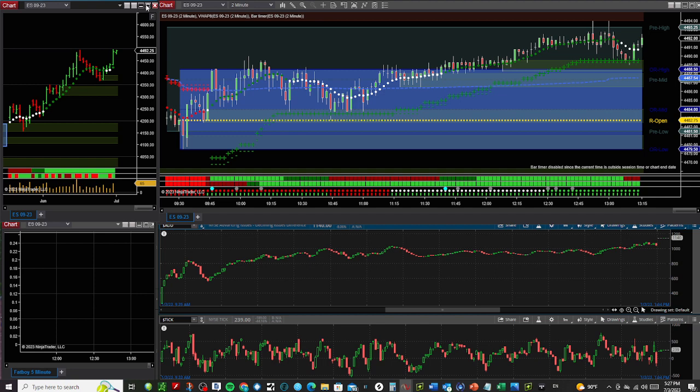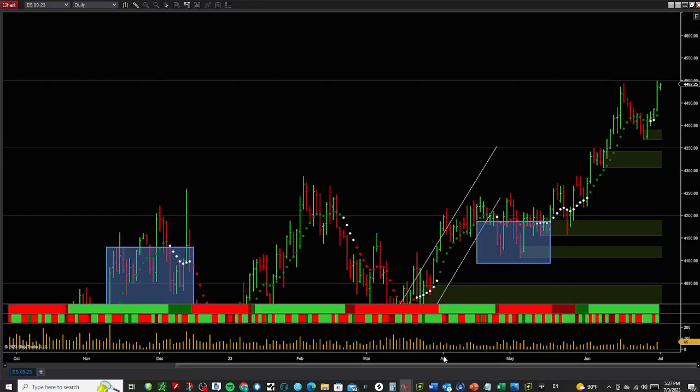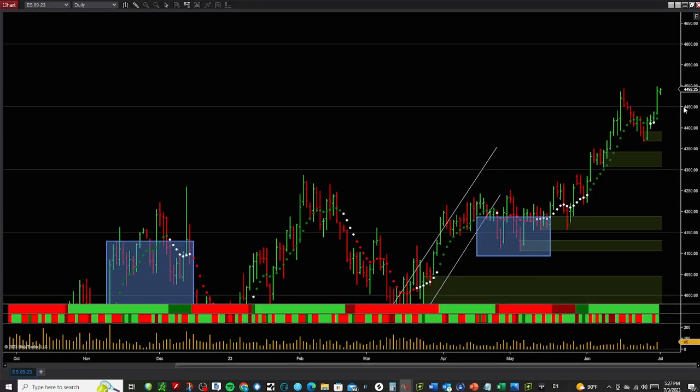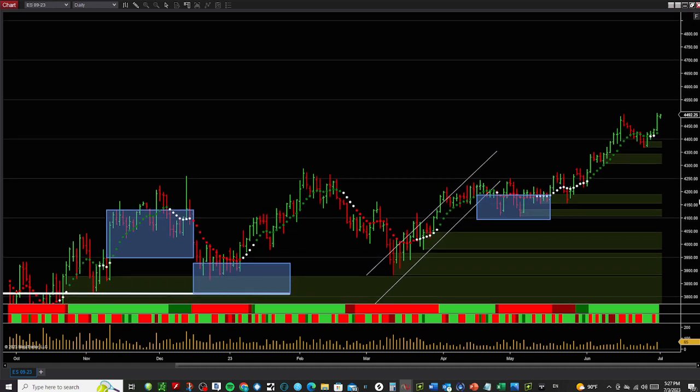First and foremost, we start by looking at the daily chart. The daily chart is going to give us an idea of what the trend is. And we've had some interesting days to analyze because we broke through a significant zone on the E-mini at the 4,300 to 4,350 mark. We tried to break it back in December.